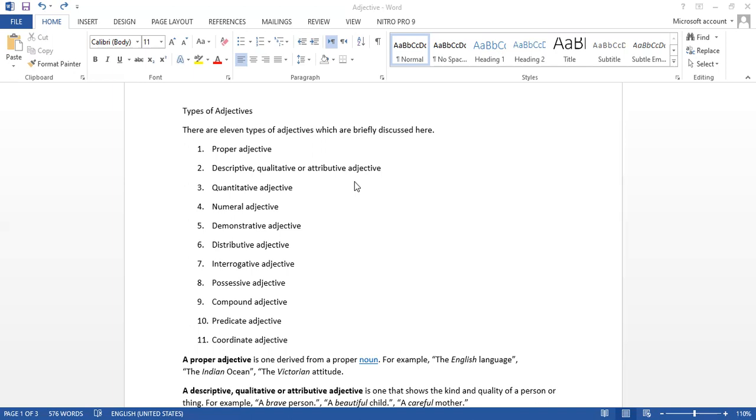Compound adjective, in which you use two adjectives together with the help of a hyphen. And what is predicative adjective? We use the adjective after a noun or pronoun. For example, you are good. Now, good is what? Predicative adjective. And coordinate adjectives, in which you use two or three adjectives with the help of what? Comma and and.